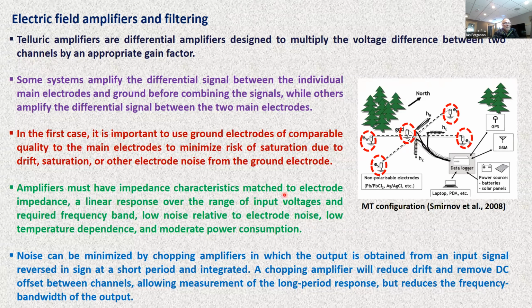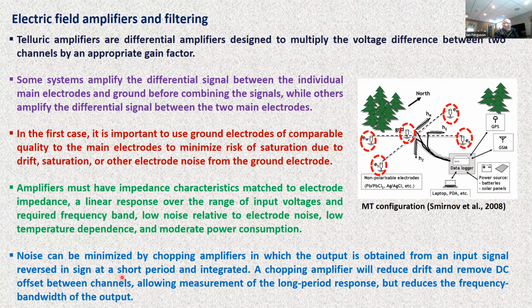Amplifiers should be matched to the electrode impedance. They should have a linear response over the range of input values, input voltages and periods. They should have low noise relative to the electrode noise. And of course, they should have low temperature dependence and moderate power consumption.